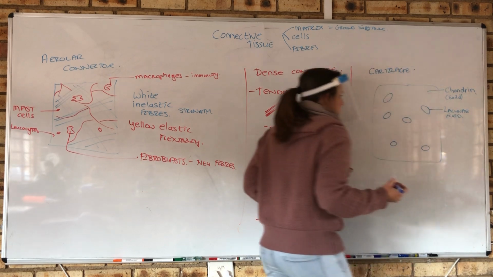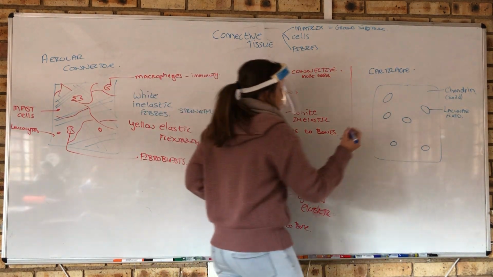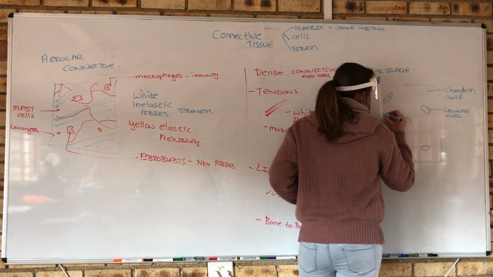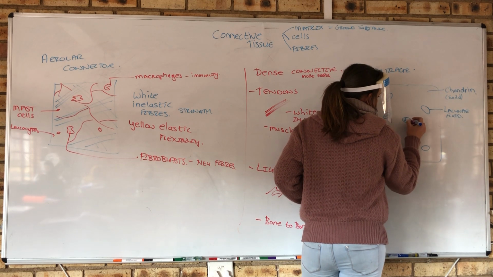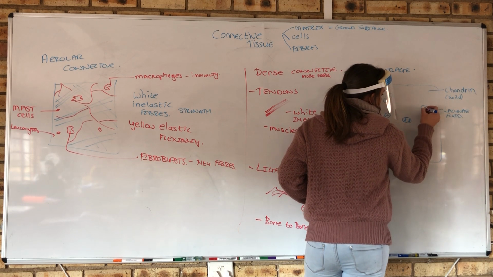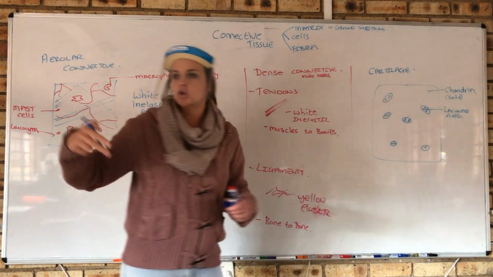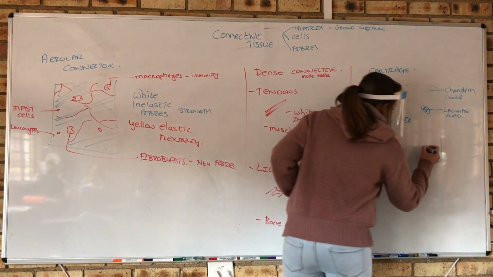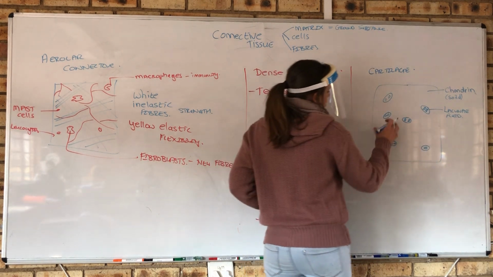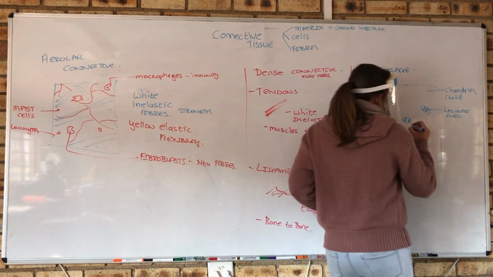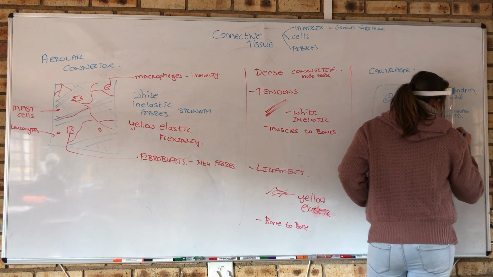What are the names of the cells again, grade 10s? Chondrocytes. And chondrocytes always occur in groups of 1, 2, or 4. Okay? So they can occur singularly, they can occur in pairs, 2 or 4. And so these cells are called chondrocytes.